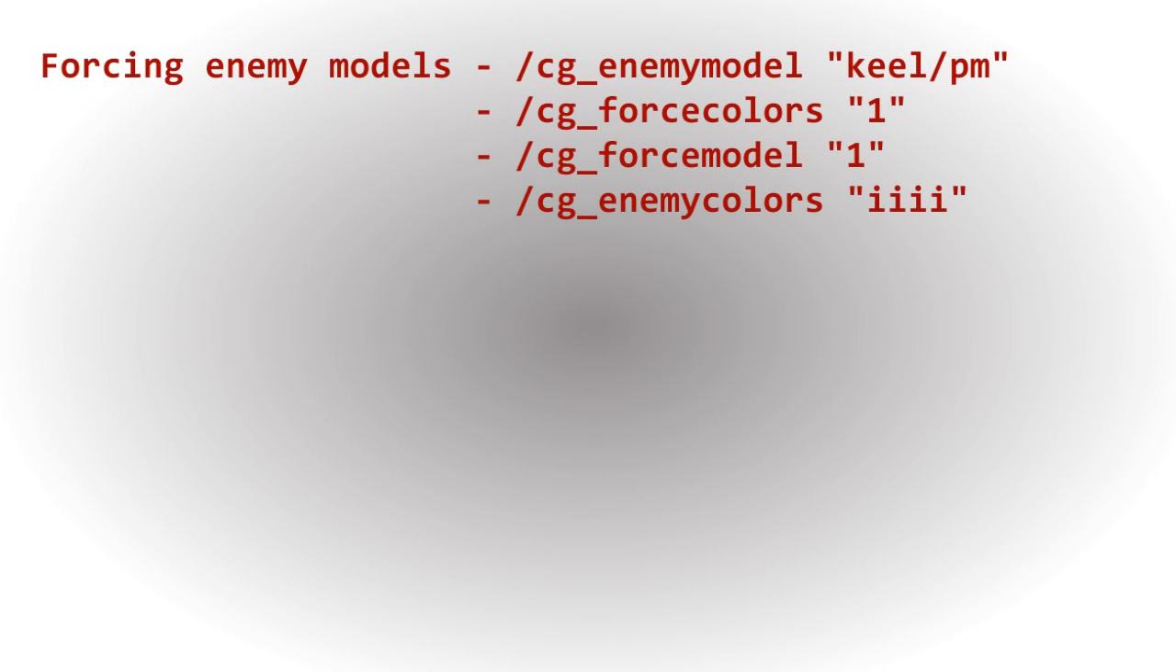The next thing is enemy models. When you're playing against people, you want to force them to something that you can see quite well. The most popular choice in Quake Live and Quake 3 was Kill. The command for that would be cg_enemyModel, and then in the quotes you would type the name of the model. For example, I use Kill, and then /PM, which is the Pro Mode skin.